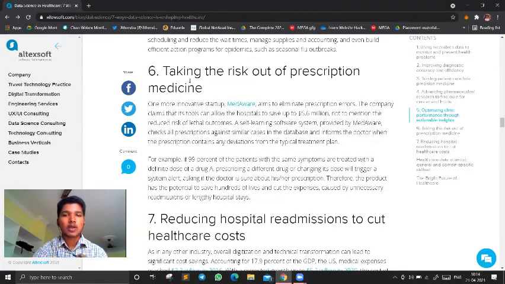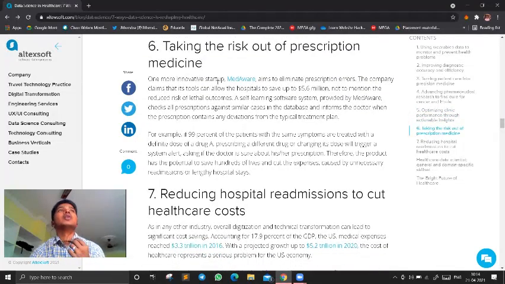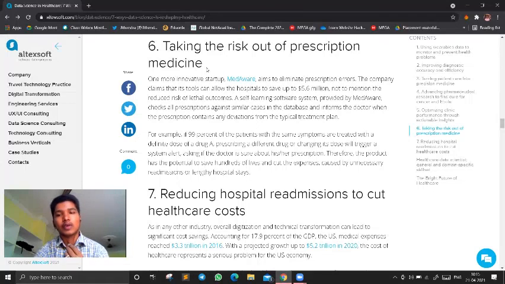Then taking the risk out of prescription medicine. Nowadays some people use medicine without any prescription, but here also, using data science, without any doctor's prescription, we can use it by its data science prediction. So it can prescribe a medicine for us. So we need not go to a doctor for medicine also. It can give it by observing the health issues and the growth of the disease.